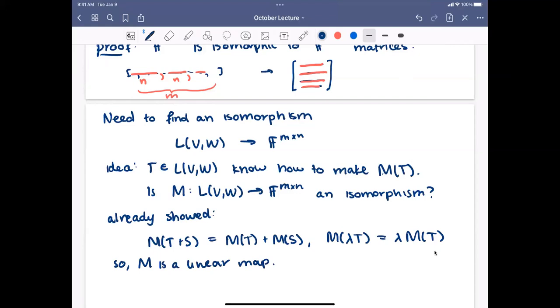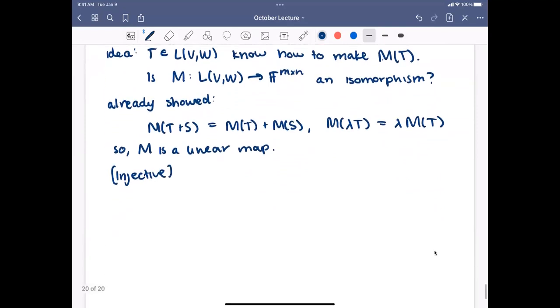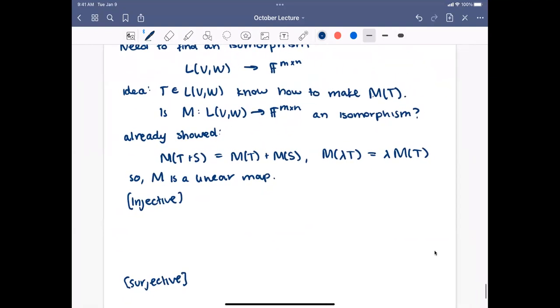And now to show that it's an isomorphism, we could just show that it's injective and surjective. I'm going to give you a few minutes to think about why the map M is injective and surjective, and then we can talk about it after.